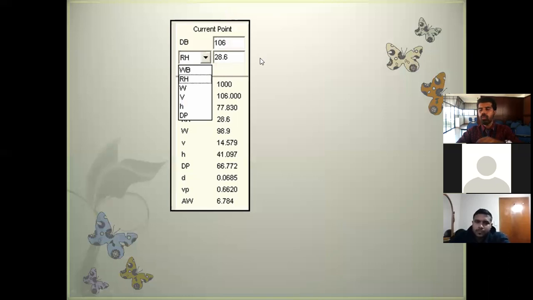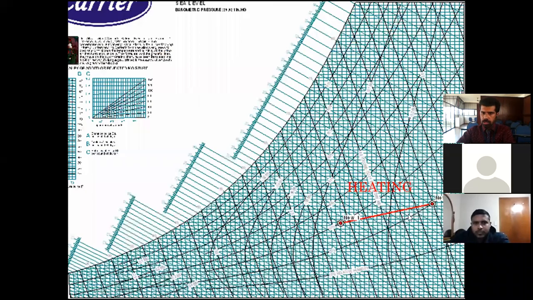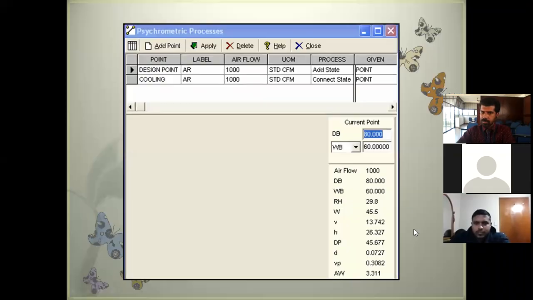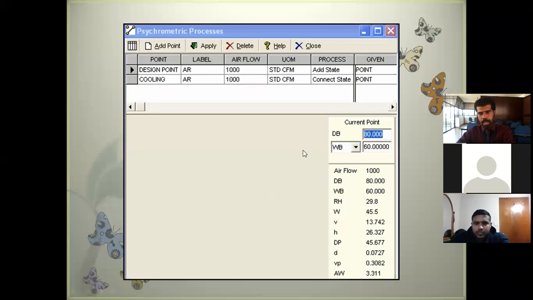Then again, if you want to give another point, you can go to add point again. Then you can change it. See, you can change it here. You can give a value here. You can change it here. The same method you can continue, and you can give points like this. And you can connect also. I will show you. You can connect like this. Again, you can add points. You can give heating, cooling. You can give a name also.